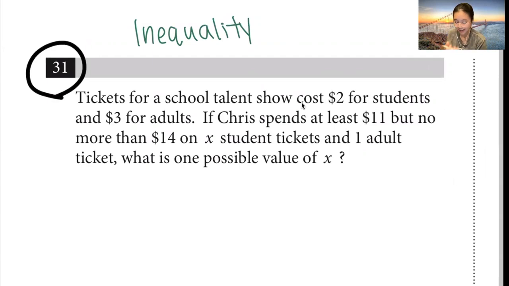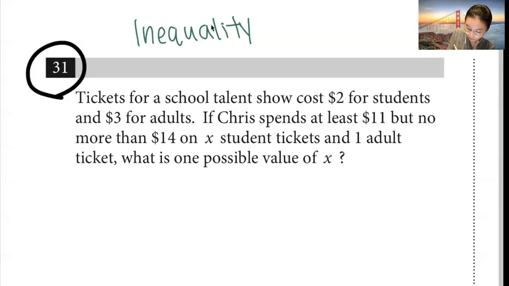When you hear $2 for students and $3 for adults, the first thing you think about might be a system of equations. But soon, starting from "if Chris spends at least $11," you'll start to see how it's weighing more on the inequality. Therefore, it's going to be an inequality question. So try to be able to identify the type of question by the end of your reading.